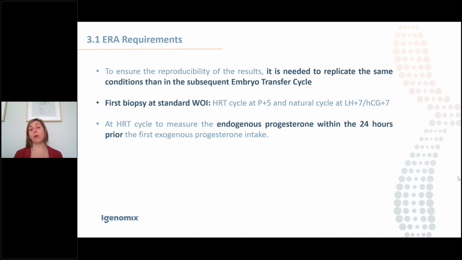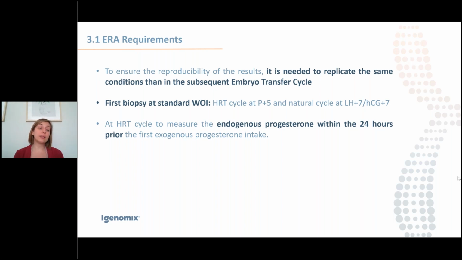As I have mentioned, the day of the biopsy has to be always the same. This is P+5 on an HRT cycle or LH+7, HCG+7 on a natural cycle. If it is not possible to do the biopsy on that day, then it is better to cancel the cycle and start a new one. If the problem is that in this specific cycle there is fluid, you have to cancel the cycle.